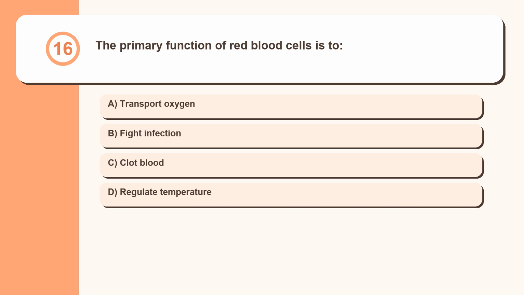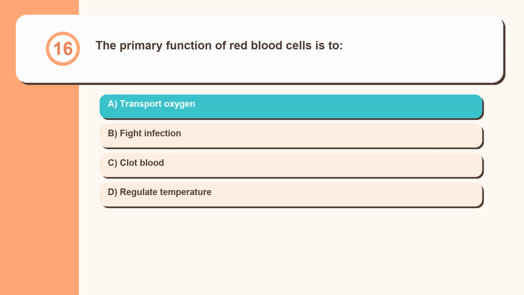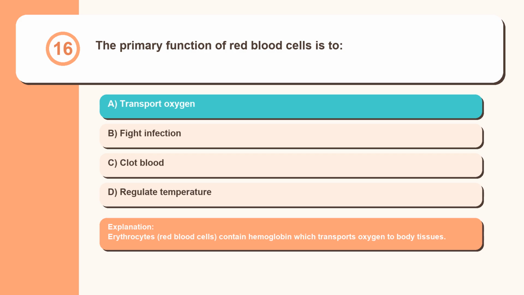Question 16. The primary function of red blood cells is to transport oxygen, fight infection, clot blood, regulate temperature. Erythrocytes, red blood cells, contain hemoglobin which transports oxygen to body tissues.